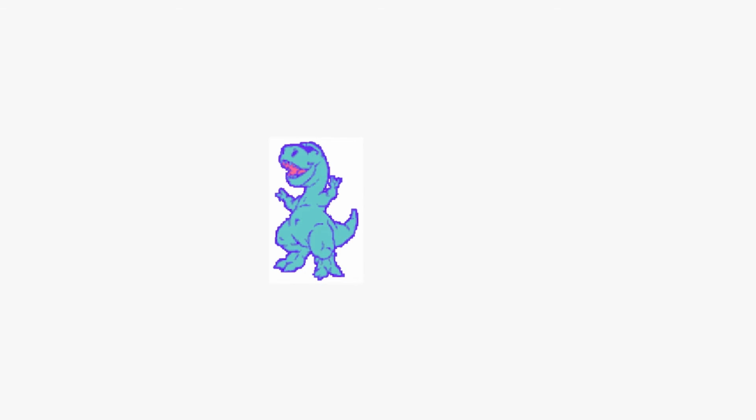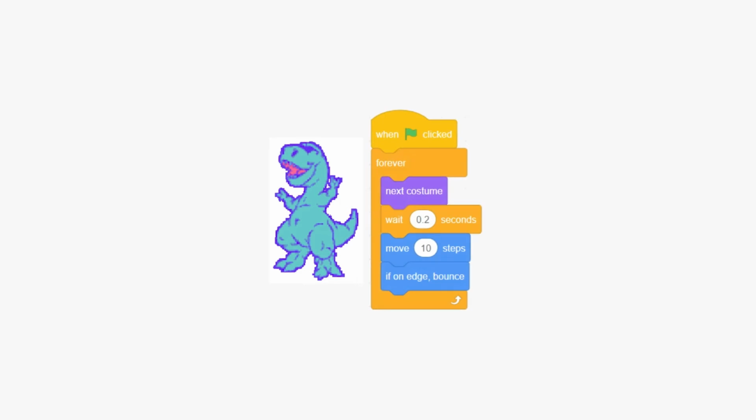It's no fun just dancing on the spot. Let's move the dinosaur left and right. To move the dinosaurs, you can add blue coding blocks, like this. The top block is used to move the dinosaurs 10 steps. This block is used to make the dinosaurs turn around when they reach the edge of the stage.